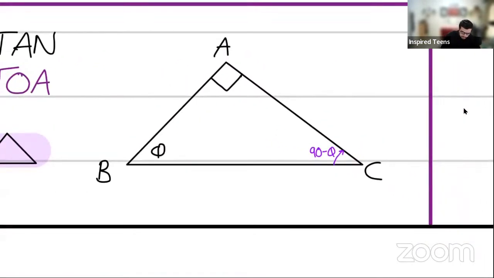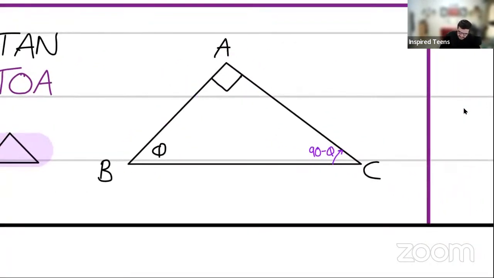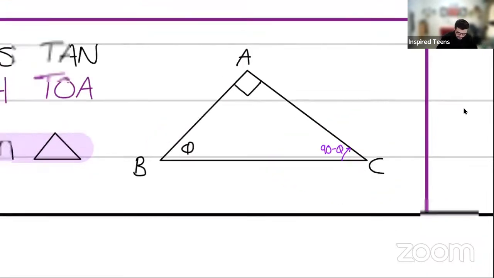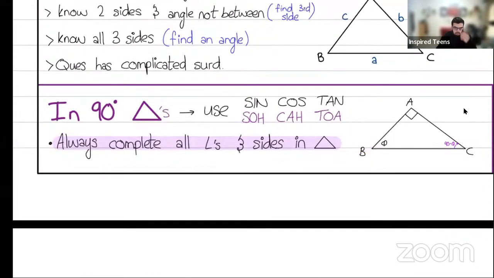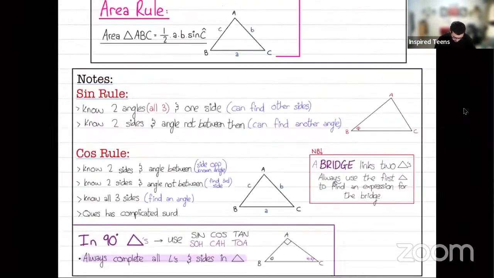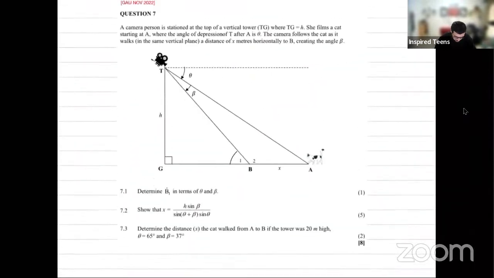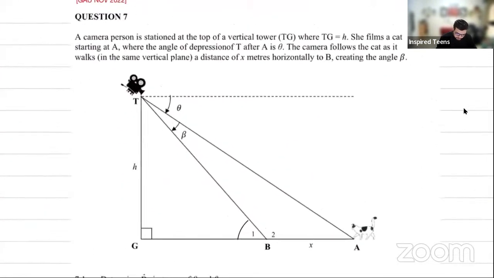In this case, you might say, oh, that's theta, that's 90. Why is there a need to fill out C when I don't even know what theta is? That's just because everything is expressed in terms of variables. So complete angles and sides in terms of variables. Especially in a 90-degree triangle, always complete all sides and angles because it's really easy. You just use sine, cos, or tan. That's why you need to do it. So we'll come back to those rules now. Let's just go straight into a question.